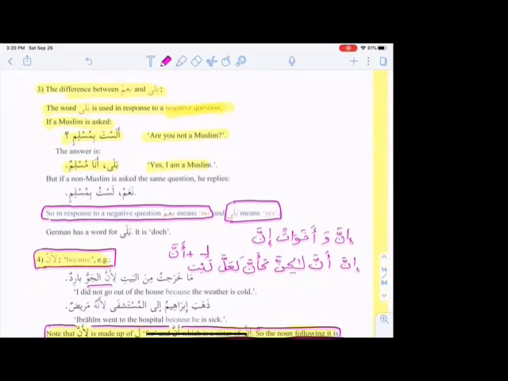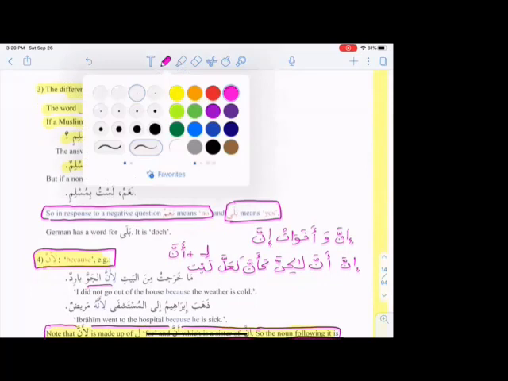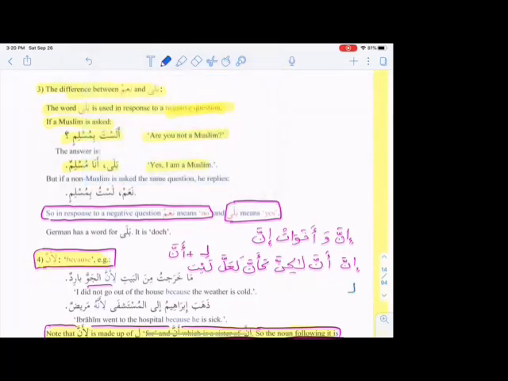But here is something else. Here is, my brothers and sisters, something else. Li anna. What is the meaning of li anna? Because. But this is not akhawatu inna. Because in the beginning, there is a li, which means for.